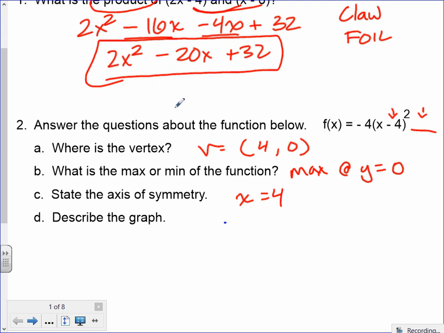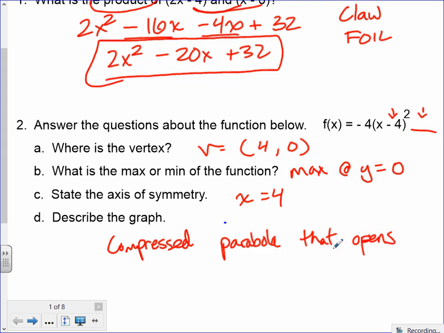And Loriana, describe that graph for me. What kind of shape is it? Parabola. Okay, cool. Compressed parabola. It opens down. Okay, good.